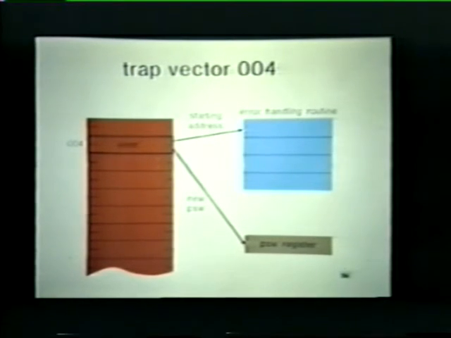Earlier in this study unit, we said that memory location 004 is reserved for one of the trap vectors. This vector contains a starting address which directs the processor to an error handling routine that services the stack overflow condition. It also causes the processor to load a new PSW prior to executing this error routine.